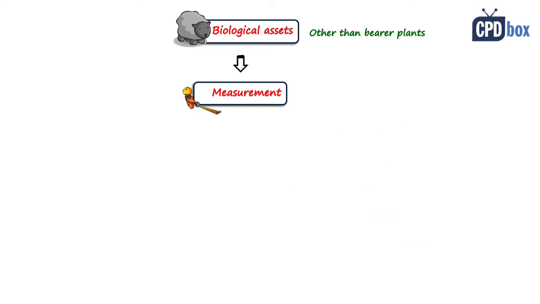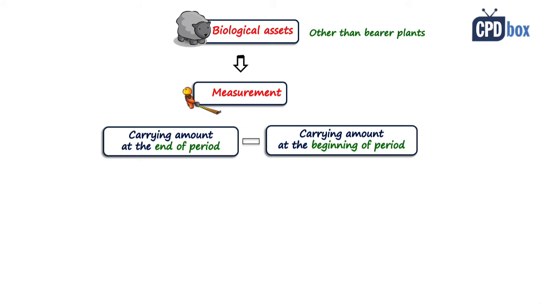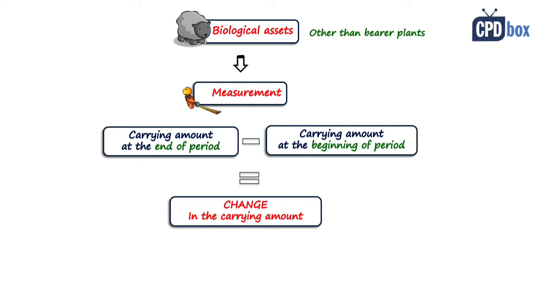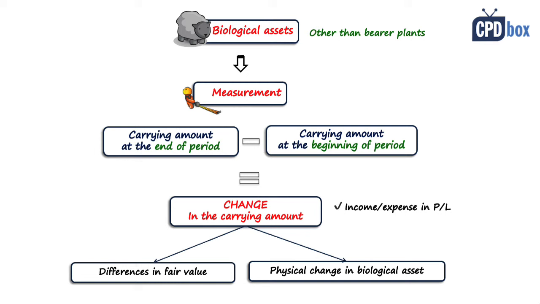Then at the end of each reporting period, you should calculate the difference between the carrying amount at the end of the reporting period and the carrying amount at the beginning of the period. So this would be the change in the carrying amount, and you should recognize it as income or expense in the profit or loss for the period. This total change can be split into 2 elements. First element is a change attributable to differences in fair value, so that's affected by the market. And the second element is change attributable to physical change in biological assets. So for example, how much it grew.